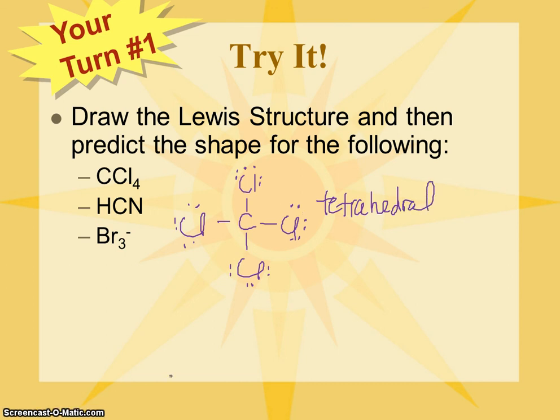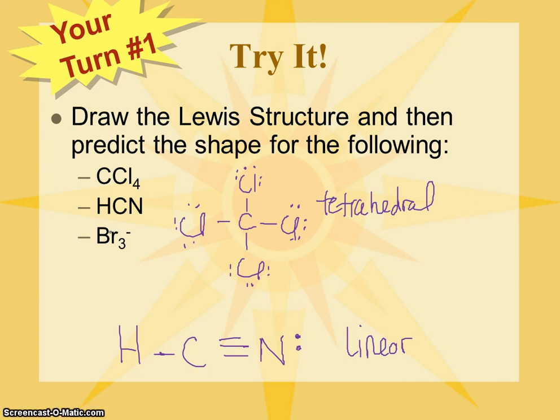For the next one, HCN, when I draw this Lewis structure, I end up with a triple bond right here, and then just a lone pair on the nitrogen. There we go. So this has a steric number of 2. There's only 2 things coming off of that center carbon. One of them a single bond, one of them a triple bond. So with a steric number of 2, the only possible shape we have is linear. That one is going to be a straight line.